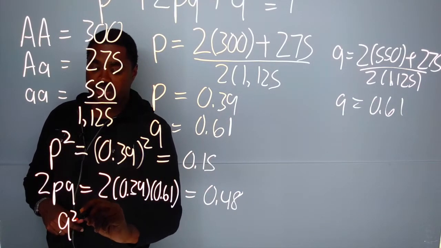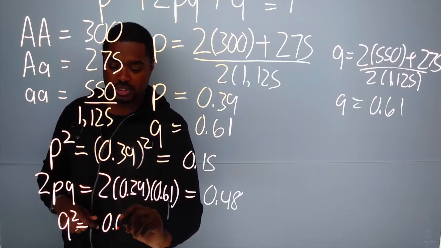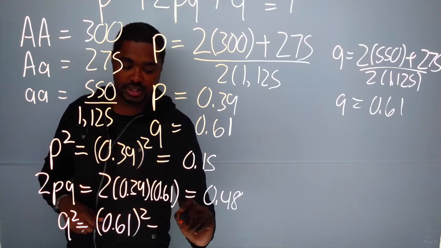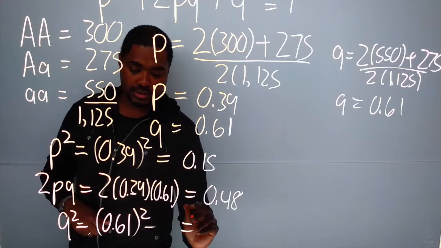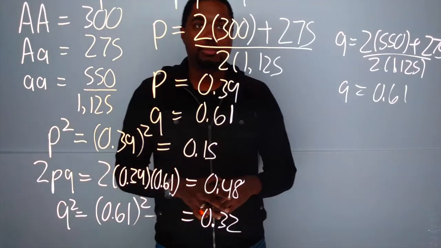Q squared would be the frequency of homozygous recessive individuals in the population. That's going to be 0.61 squared, which is going to give us, I'll write it over here, maybe I should have done that, 0.37. To recap, what have we done so far?